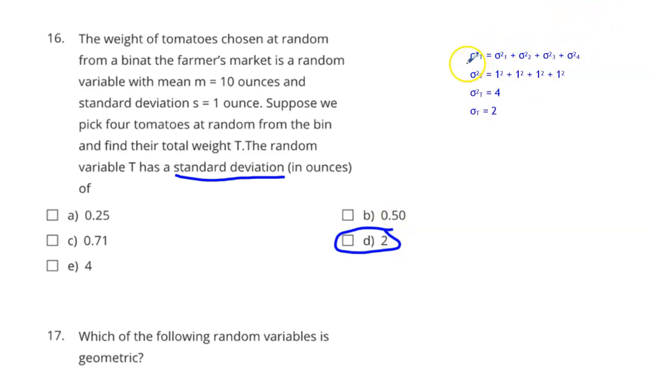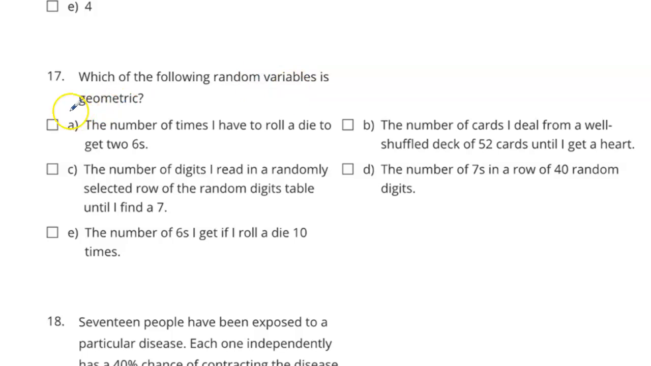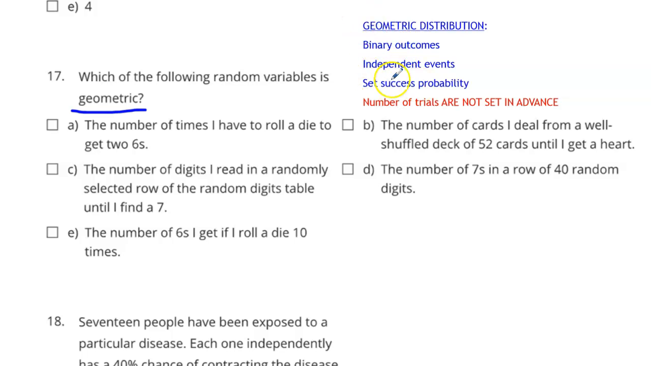That was question 16. This is really just quizzing you to figure out whether you know how to combine the standard deviations of random variables. For question 17, which of the following random variables is geometric? And you remember the hallmarks of geometric are as follows. It's almost exactly the same as a binomial distribution. Still binary outcomes, still independent events, still a set probability of success, but the number of trials is not set in advance. It's a shoot till you miss kind of thing, or you keep doing it until you get the success that you're looking for. The number of times I have to roll a die to get 2 6s, the number of digits I read in a randomly selected table until I find a 7, and so on and so forth.